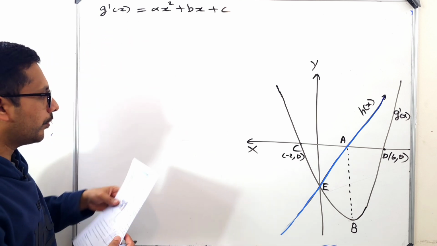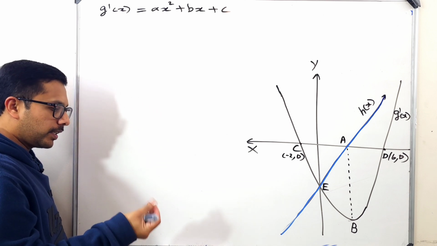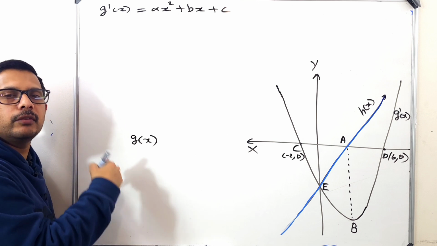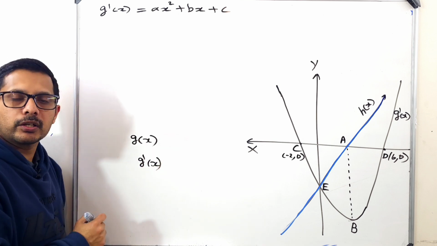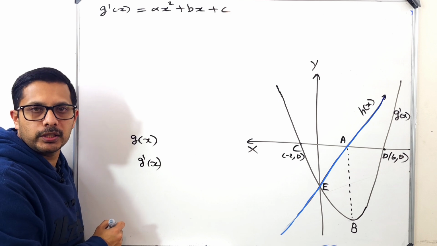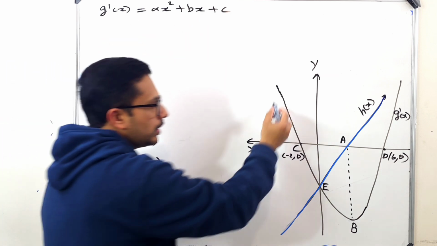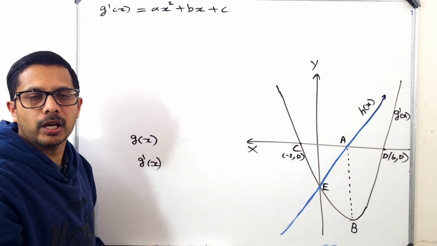There is a g of x somewhere. There is a cubic graph somewhere, and they find the derivative of that graph. You know that when you find the derivative of a cubic graph, you are supposed to get a quadratic graph, and that quadratic graph is given. So this quadratic graph is the derivative of a cubic graph g of x.